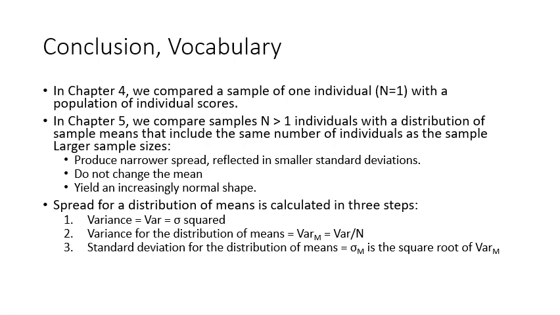And finally, we know that the spread for the distribution of means in our class will be calculated in three steps. We'll first calculate the variance by taking the standard deviation squared. Then we'll calculate the variance for the distribution of means, which is the variance divided by n. And then we'll get the standard deviation for the distribution of means, sigma m, which will be the square root of the variance for the distribution of means. So in our next content, we'll continue on to do some examples.